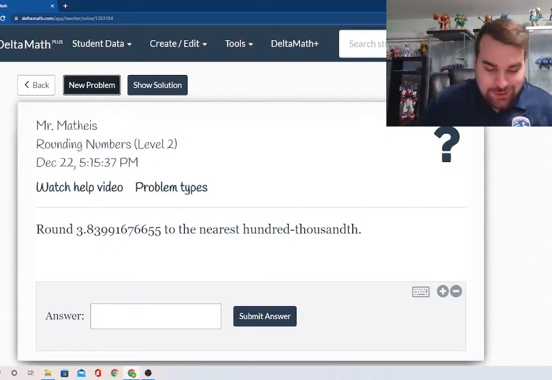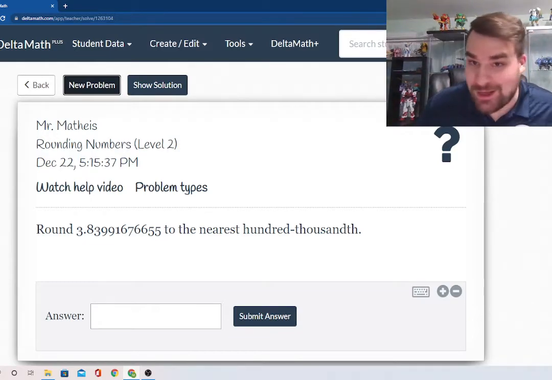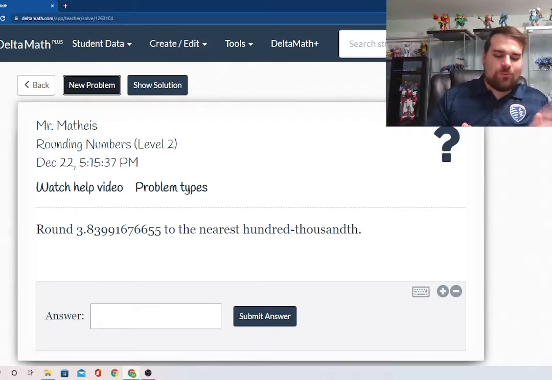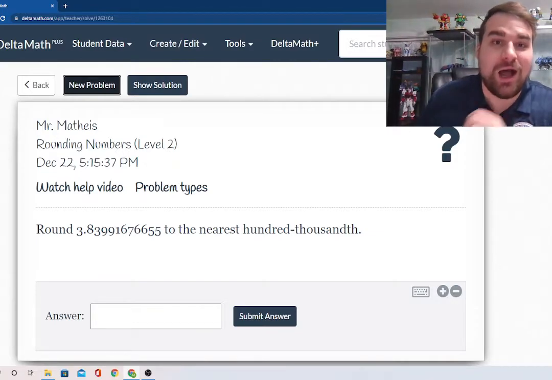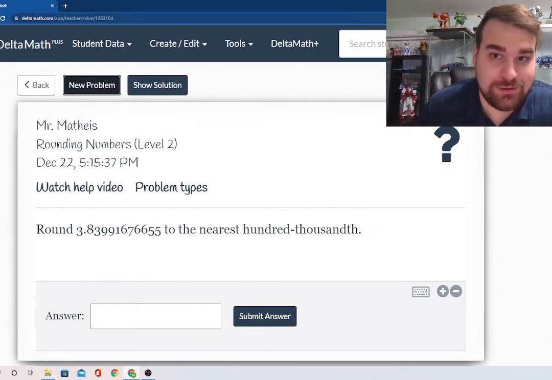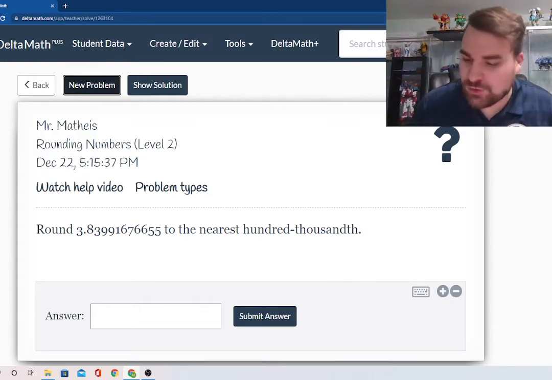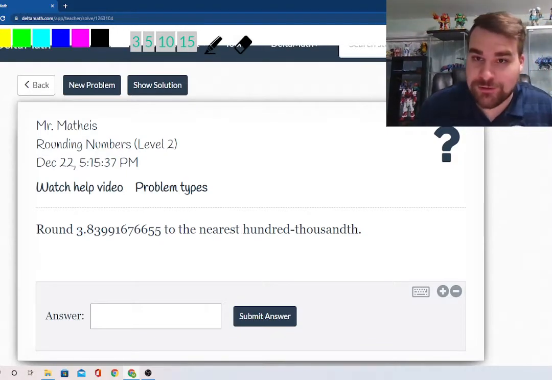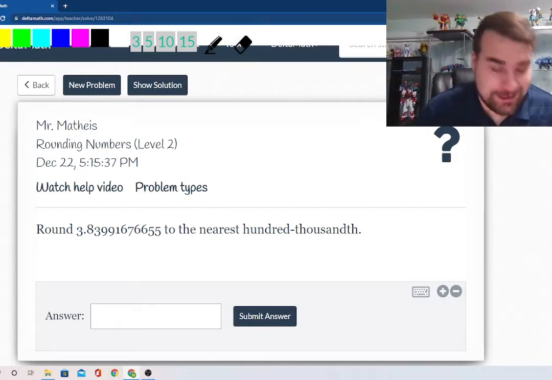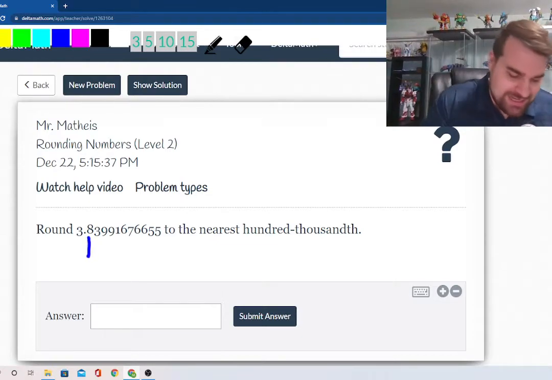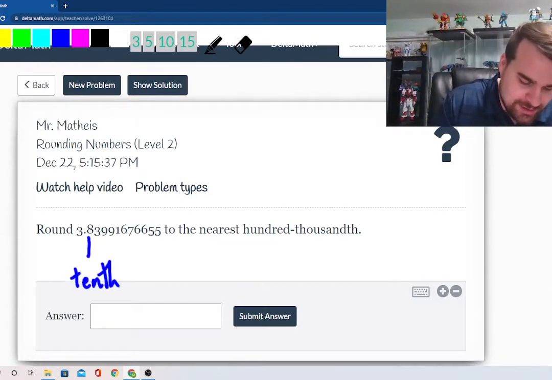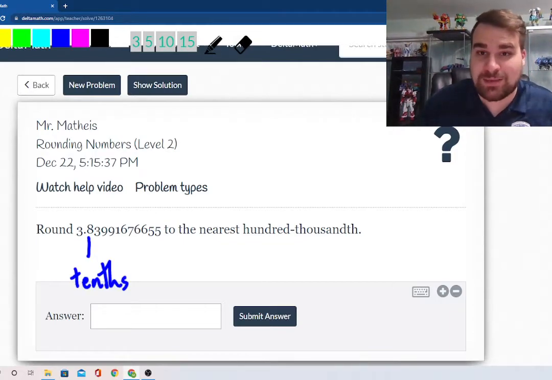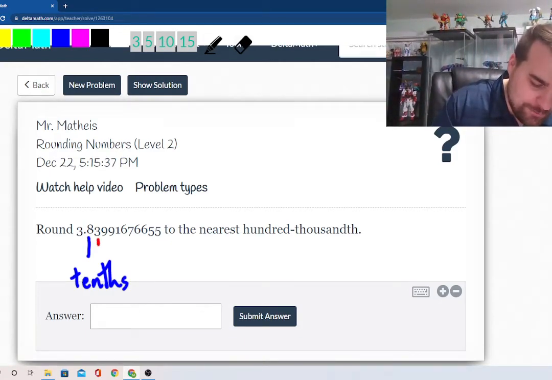Oh my gosh, look at this. 3 point, another million decimals. So what is it asking us to find? The nearest 100,000th. Okay, this is going to take a little bit of counting to figure out where it is. But as long as we remember where it starts and we know how to count, we should be okay. So this 8, that is the tenths place, right? So what I'm going to do is I'm going to keep going up by a unit of 10 each time. So the tenths, and then we have the hundredths.